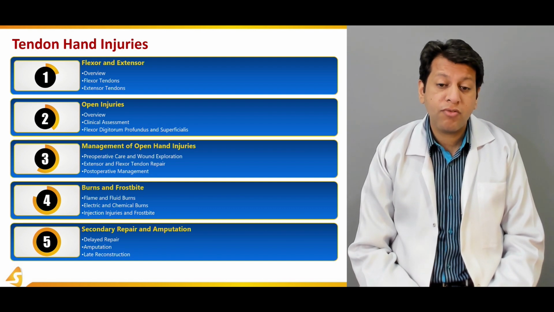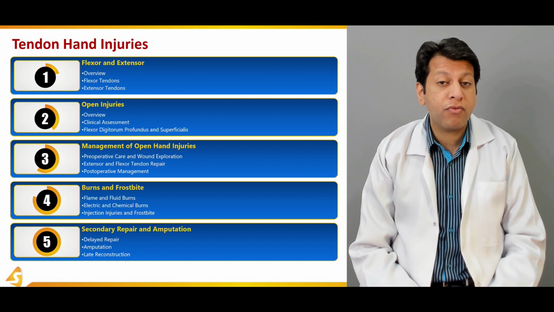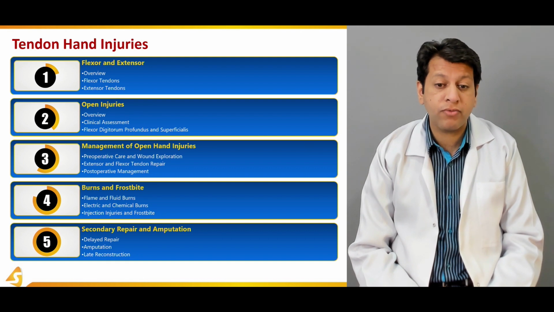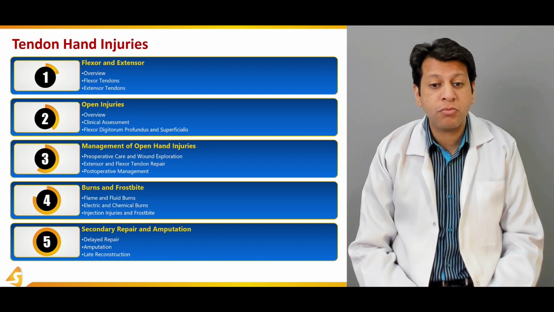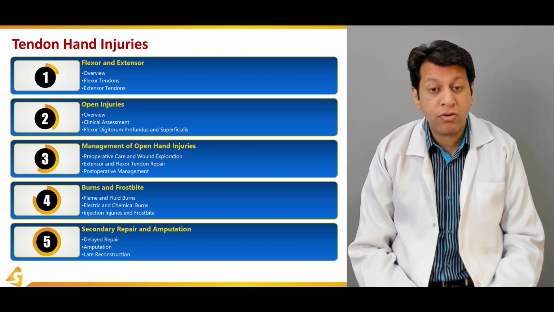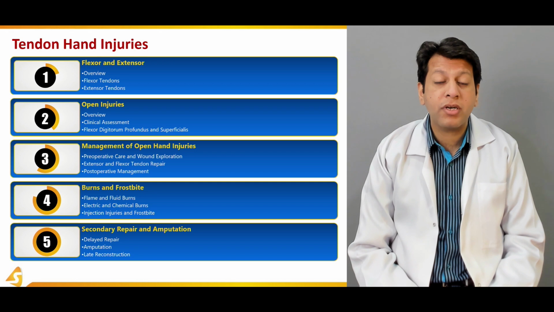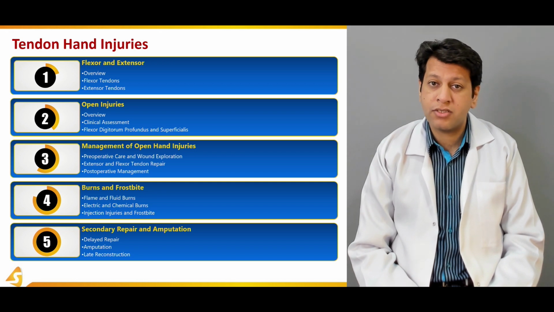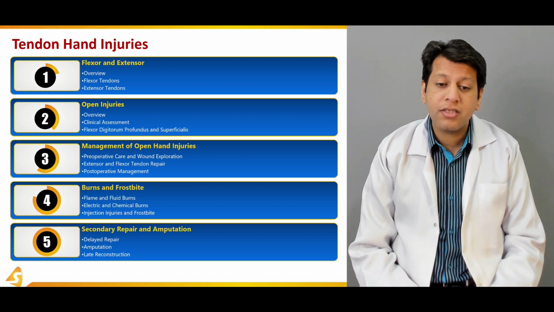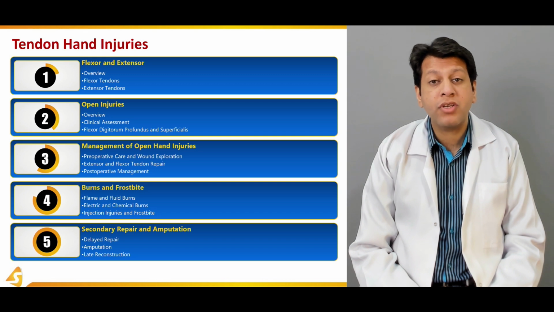In the third section, we'll be moving on to the management of open hand injuries, especially the perioperative care and wound exploration. We'll be discussing the extensor and flexor tendon repair, how it is done, and post-operative management following flexor and extensor tendon injuries.